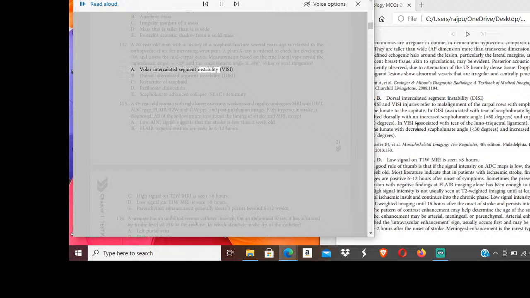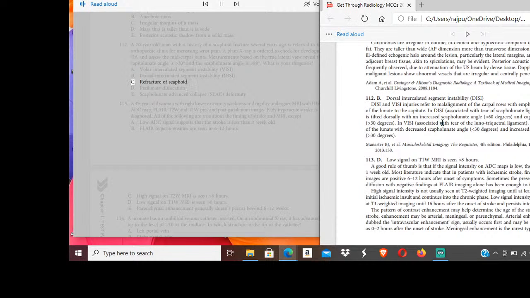A. Volar intercalated segment instability, VISI. B. Dorsal intercalated segment instability, DISI. C. Refracture of scaphoid. D. Perilunate dislocation. E. Scapholunate advanced collapse, SLAC deformity.